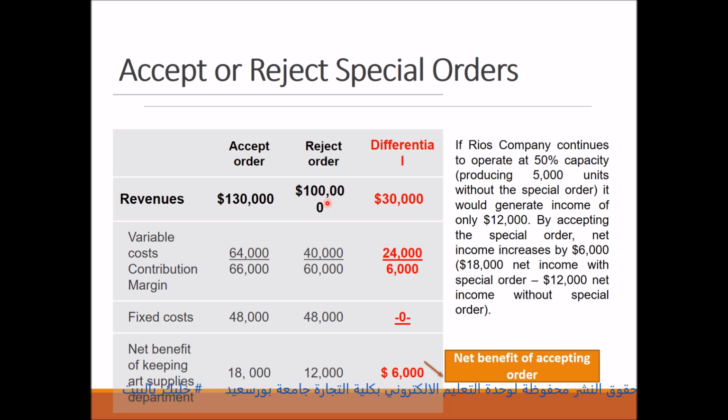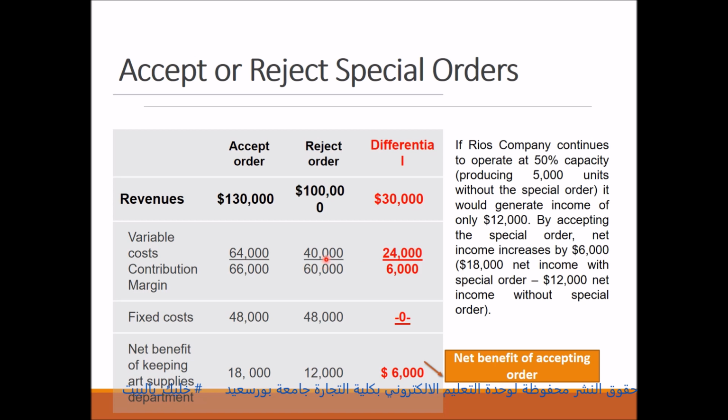So revenues will increase from $100,000 to $130,000 if the special order of 3,000 units at the $10 discount price is accepted. If the special order is accepted, revenues will increase by $30,000. Variable cost will also increase from $40,000 to $64,000. Variable cost will increase by $24,000 because sales volume increases by 60%. Variable cost also increases by the same proportion.